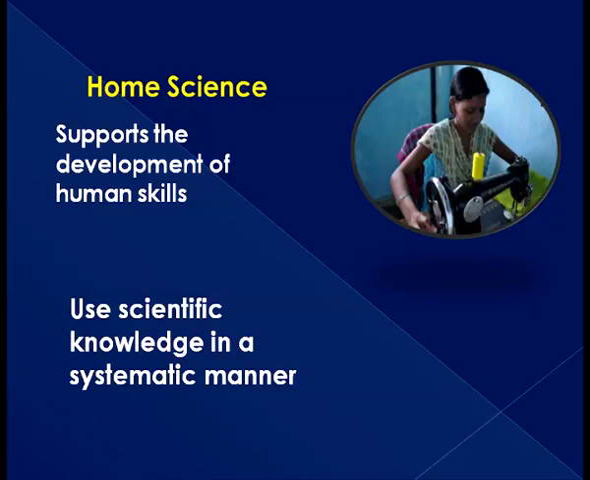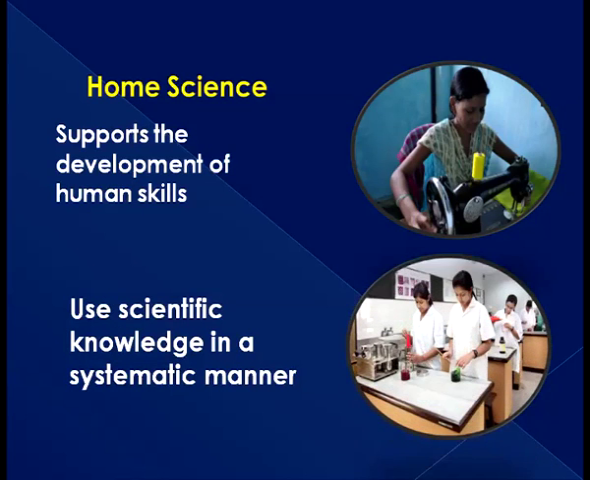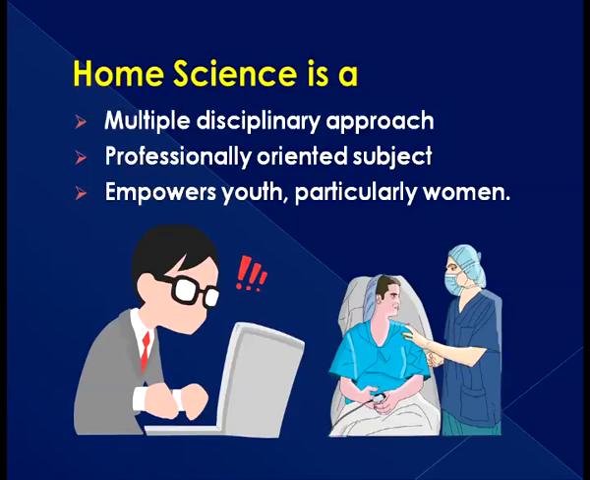Home science supports the development of human skills. In this, you are seeing a picture where this young learner is learning to stitch. Then we also use scientific knowledge in a systematic manner. So the girls are studying or doing some kind of work in the laboratory also, where they are developing the knowledge in a systematic and scientific manner. When we go further, home science is a multiple disciplinary approach. You will learn what are the multiple disciplines in this.